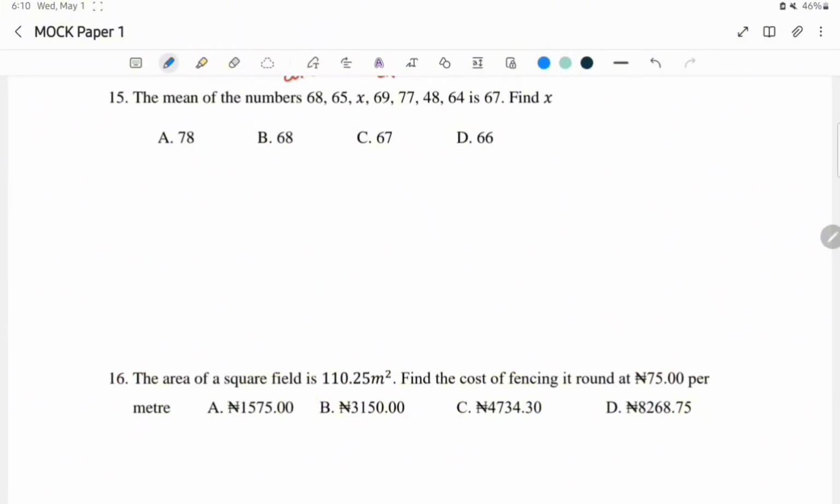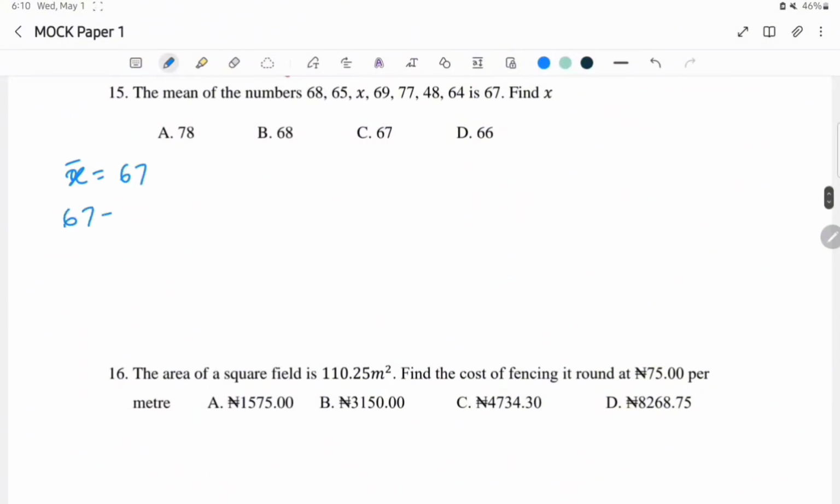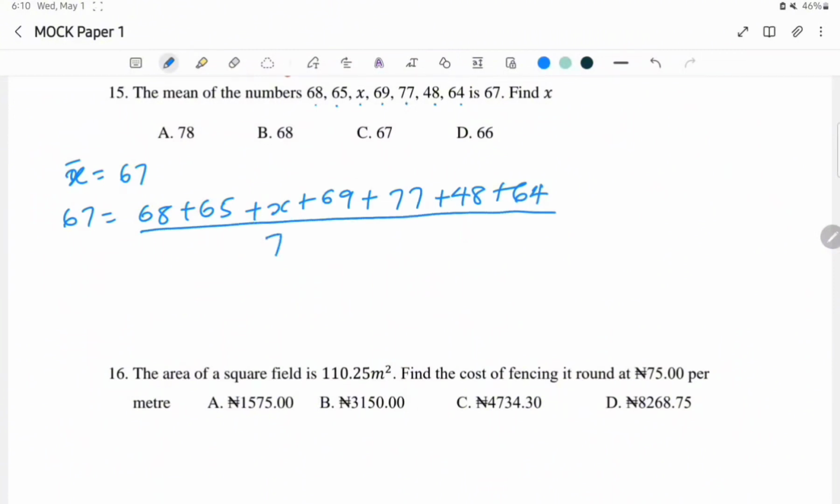Question 15. The mean of the numbers 68, 65, x, 69, 77, 48, 64 is 67. And we know that mean is sum of values all over number of values. The mean is given to be 67. That means 67 is the sum of 68, 65, x, 69, 77, 48, 64 over the number of values. How many numbers do we have? 1, 2, 3, 4, 5, 6, 7. We have 7 numbers.